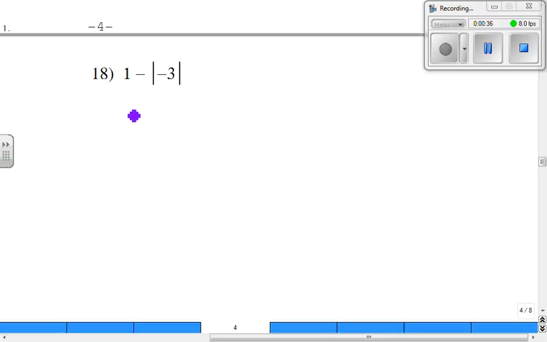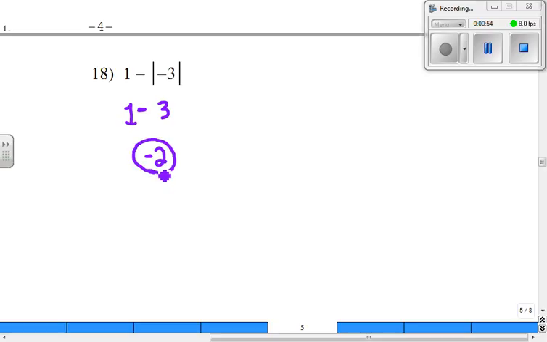Okay, let's try it over here. We have 1 minus the absolute value of negative 3. The absolute value of negative 3 is positive 3. So what is 1 minus positive 3? It's negative 2.